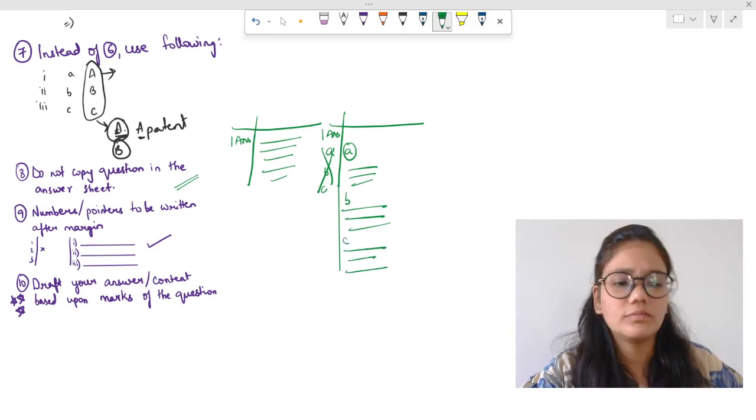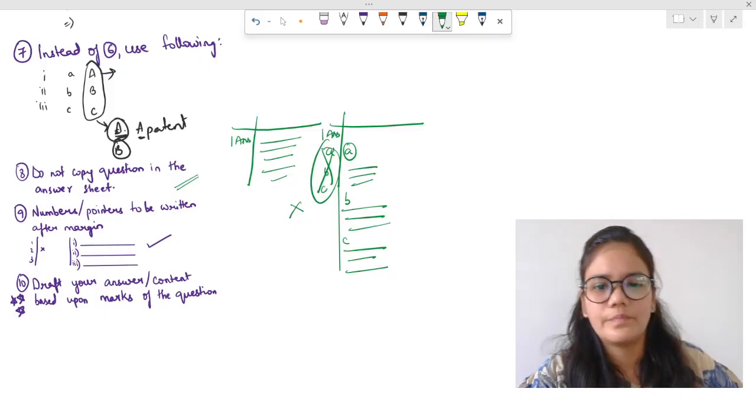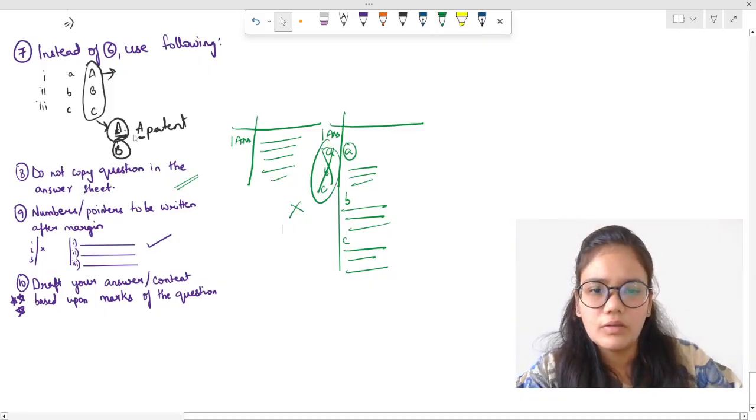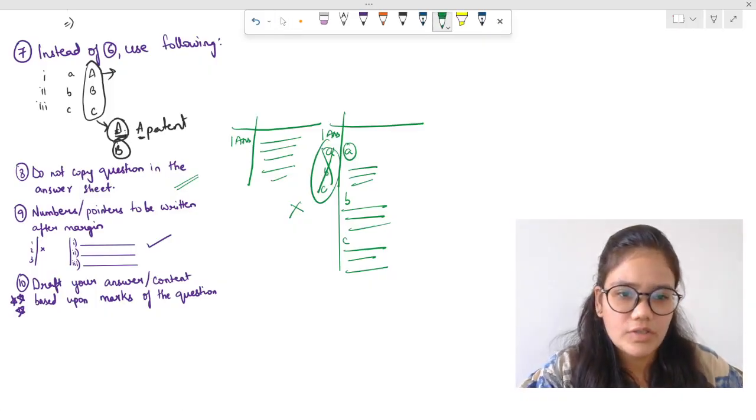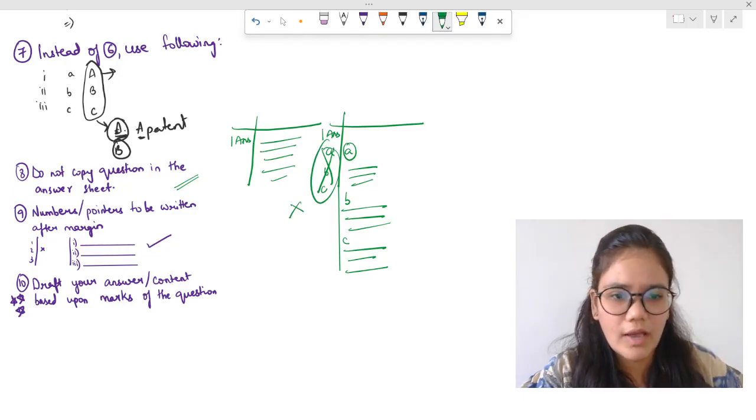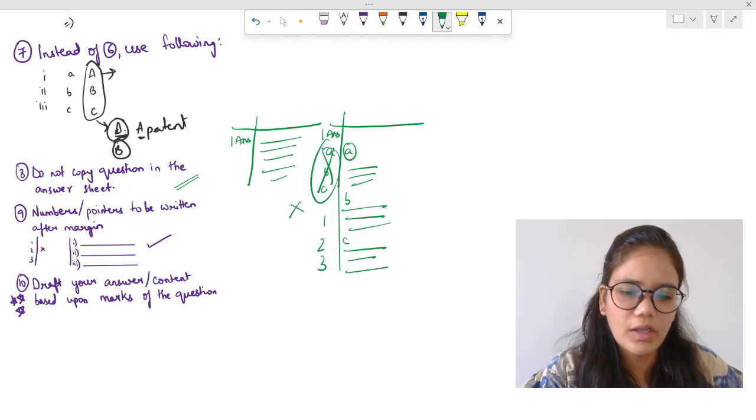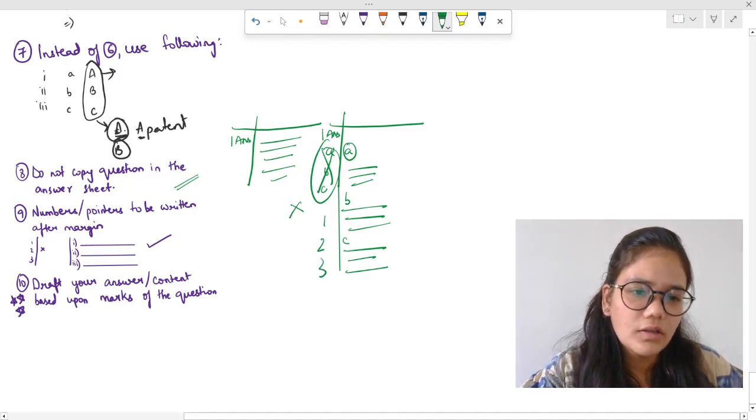C answer. Please follow this. Do not do this. Next, number pointers to be written after margin. You all also have this habit कि यहाँ पे 1 2 3 लिखे, यहाँ नहीं लिखना है. You have to write it inside the margin.